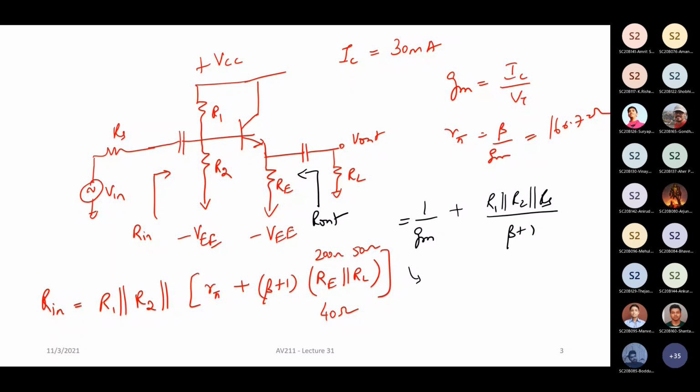Sir, is R pi equal to Re into beta plus 1? Yes. R pi is equal to Re into beta plus 1? Okay, so this is alpha by GM. Yeah, correct. You can write that. Whichever you are comfortable with, that is fine.